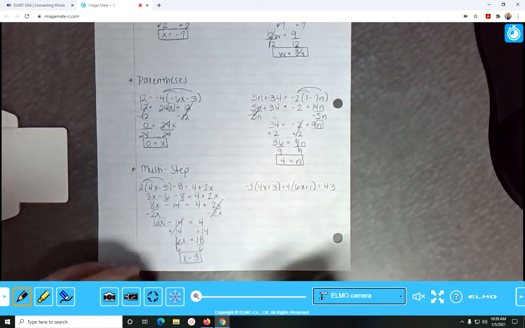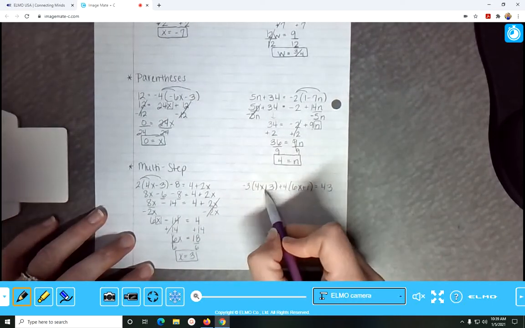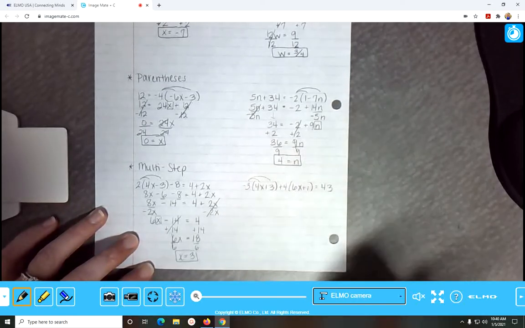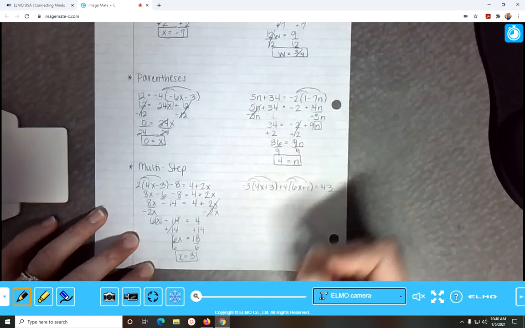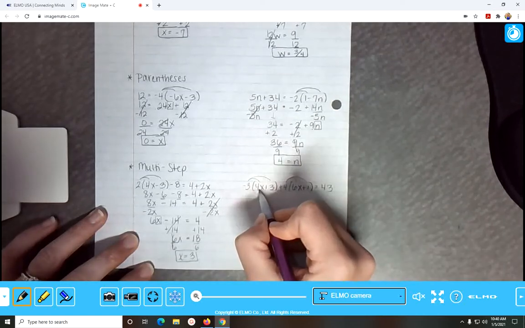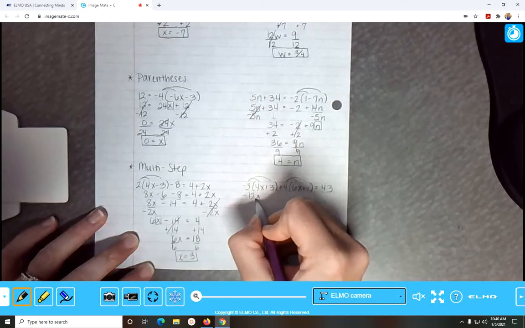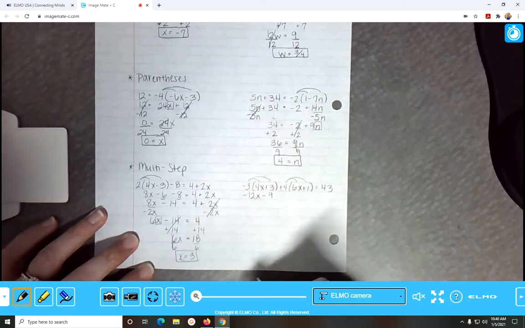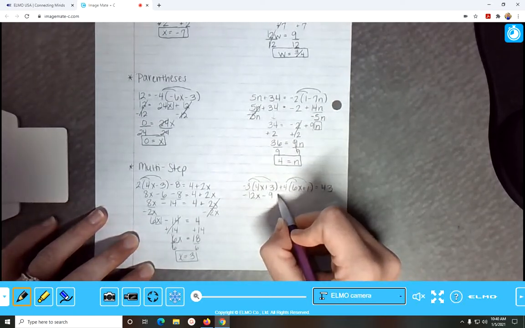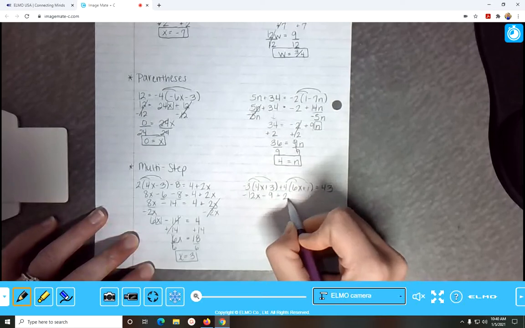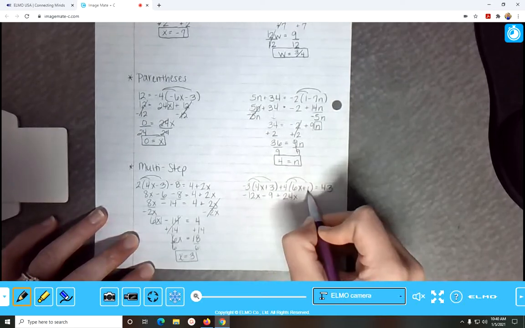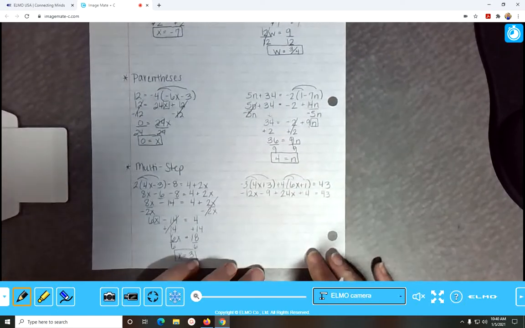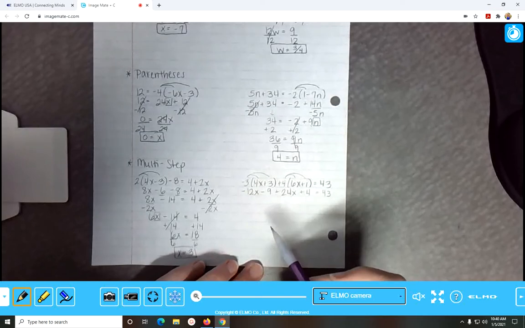Okay, and the last problem. All right, we have two sets of parentheses, so I actually want to distribute the -3 to this set, and I want to distribute 4 to this set. So -3 times 4x is -12x, and then -3 times 3 is -9, so -9. Okay, plus 4 times 6x, that's going to be 24x, and then 4 times 1, that's a +4, so plus 4 equals 43. Alright, from here we should notice that we have two sets of like terms.